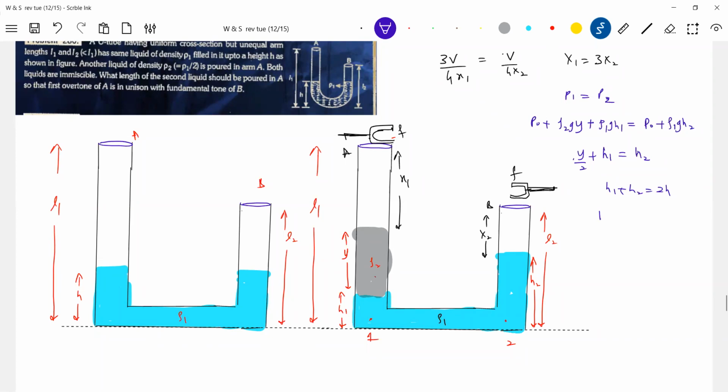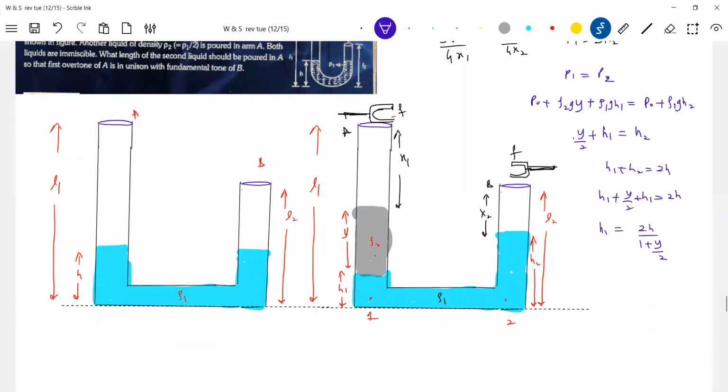Let me substitute these values and see what we'll get. H2 equal to y by 2 plus H1 equal to 2H. We have to calculate what y is. L1 also should be brought in, L1, L2. Okay, now this is L1 plus L2.